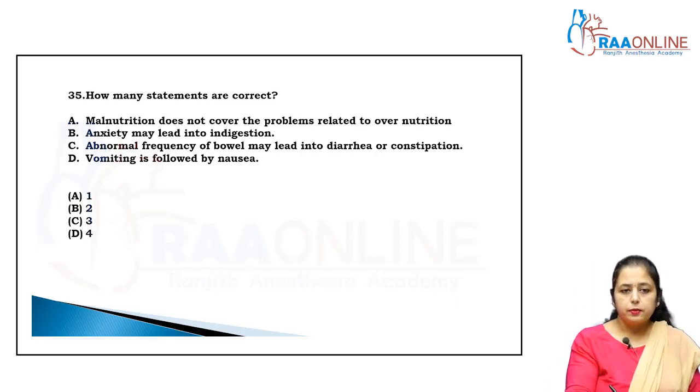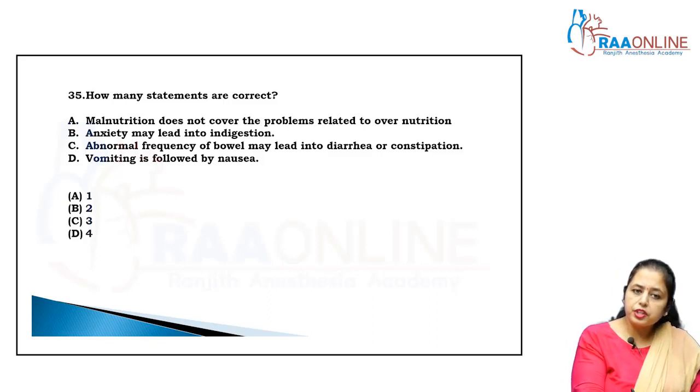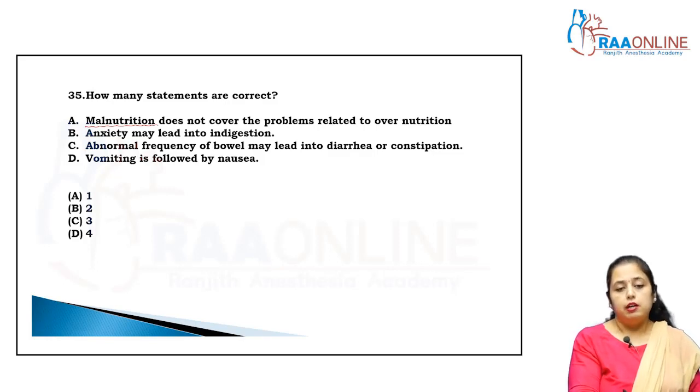Now come to the next question, that is, how many statements are correct? Malnutrition does not cover. What is malnutrition? That means when a person does not take the proper or adequate amount of carbohydrate, protein and fat, right? And due to that he suffers from some nutritional deficiencies, that is called malnutrition, right? It does not cover the problems related to overnutrition. If it is overnutrition, then why is it called malnutrition? Obviously, right?